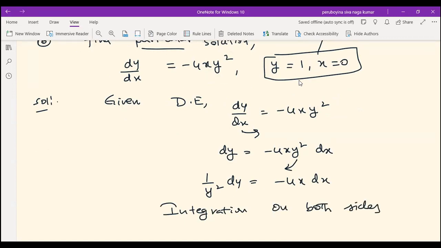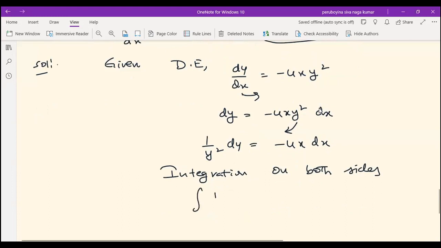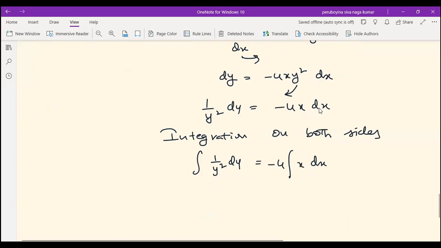So integral of 1 by y square dy is equal to minus 4 into integral of x dx. What is the integration of 1 by y square? It is minus 1 by y. Read the formulas every day. What is integral x dx? X square by 2 plus c. After getting this, if there is any calculation, just do that. So minus 2x square, because 2 goes into 4 two times, plus c.